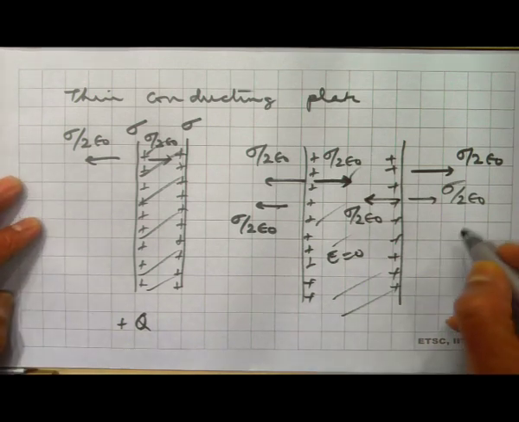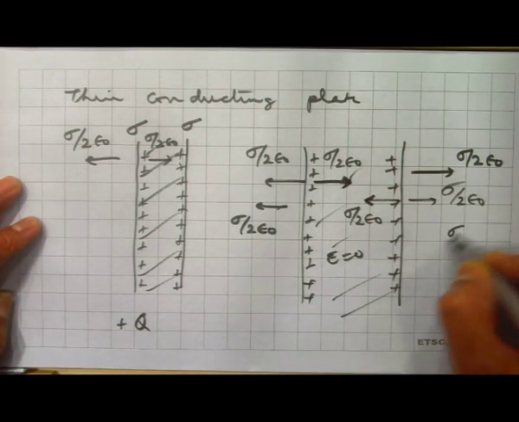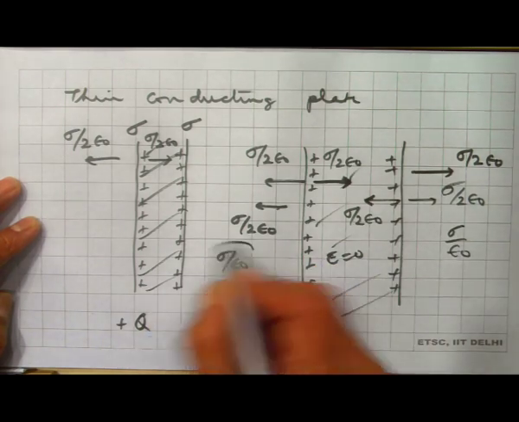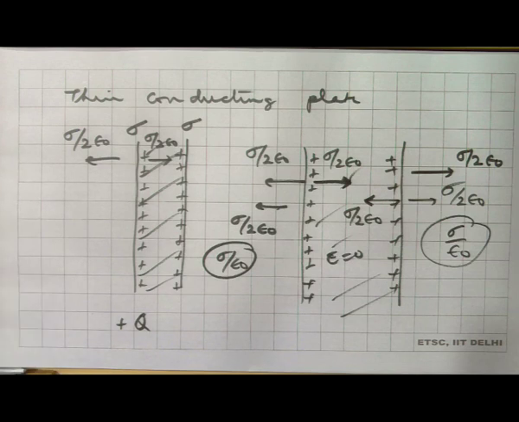Here the total electric field will be the sum of the electric fields, which is sigma by epsilon 0 here and sigma by epsilon 0 here. The net electric field is this on this side and sigma by epsilon 0 on the other side. So, from these charge distributions actually I can calculate the net charge distributions.